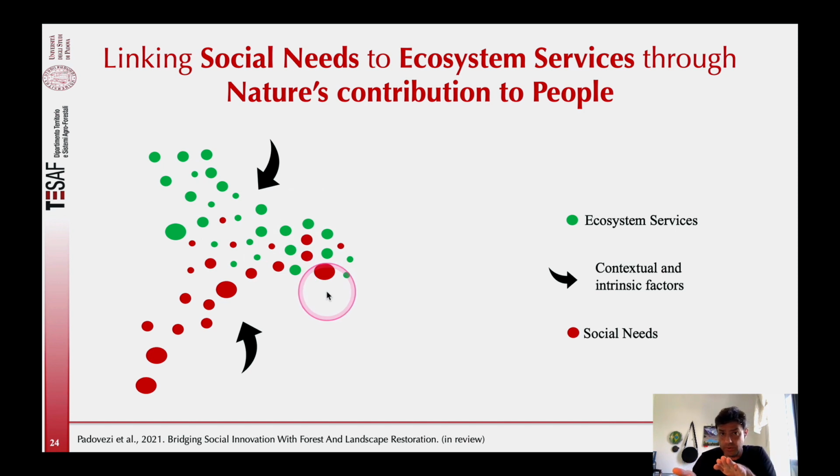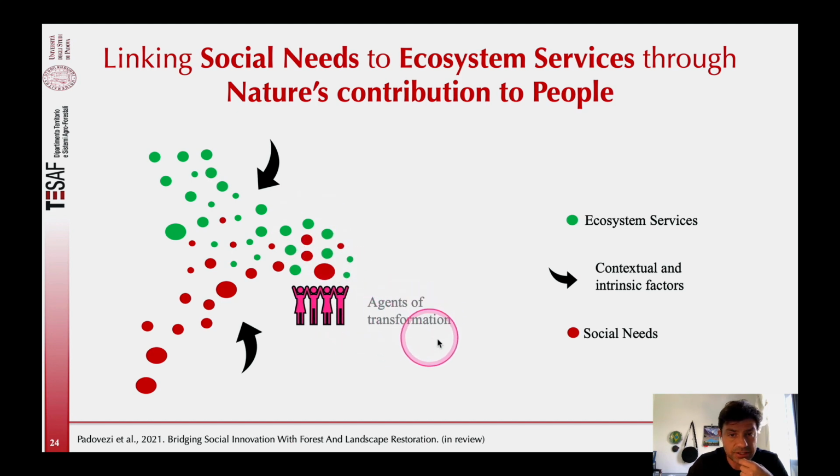So the social needs and the ecosystem service get together, and when people realize that this is an important issue to guarantee, they are going to become agents of transformation, and they are going to trigger actions to restore and to preserve natural areas. So people here, in this very simple scheme, are mobilized because they recognize that ecosystem services are part of their needs. So they mobilize to change the landscape, to act.